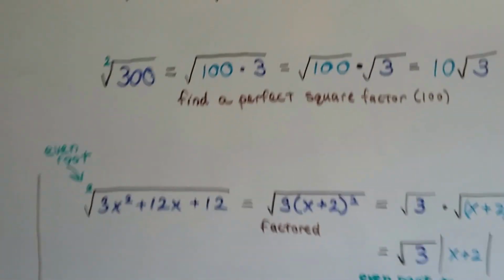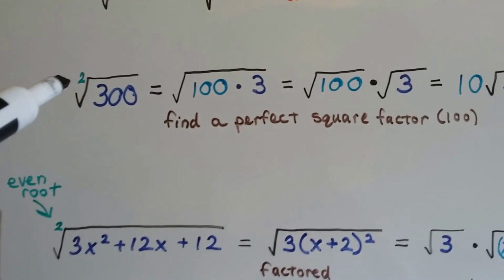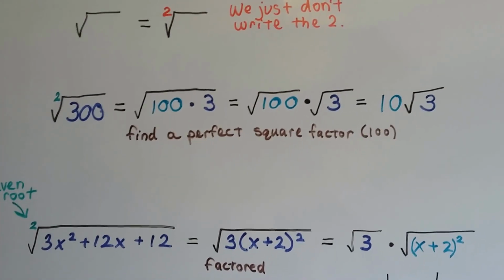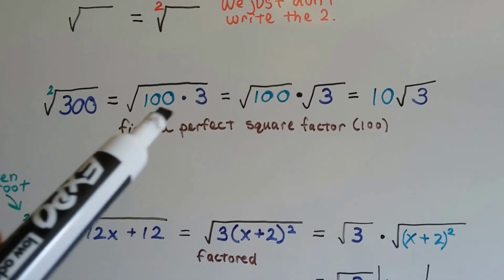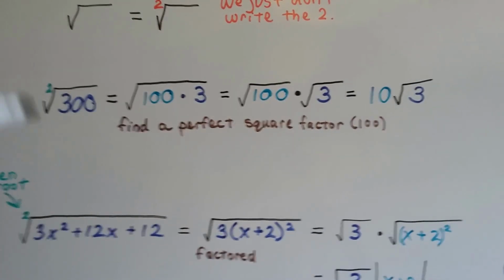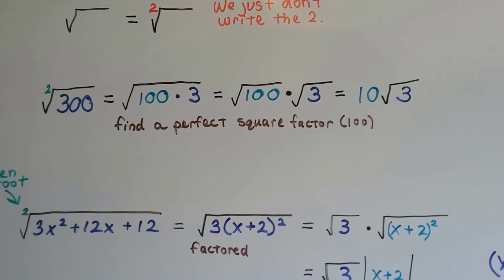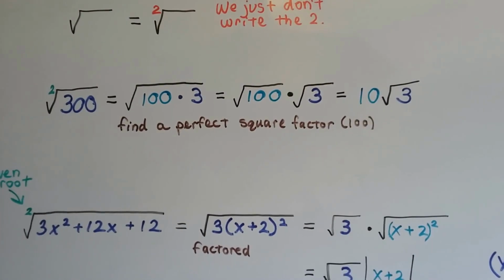So take a look at this one. So we know there's a little invisible 2 here. For the square root of 300, we can find a perfect square factor of 100 times 3. We do the square root of 100 times the square root of 3. The square root of 100 is a 10, so we've got 10 times the square root of 3.